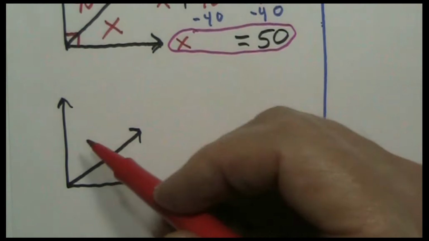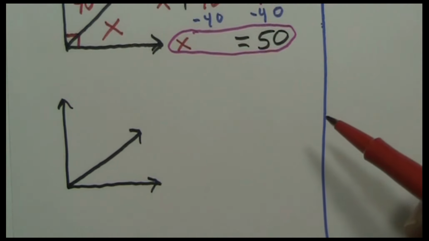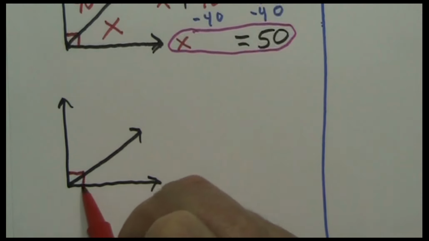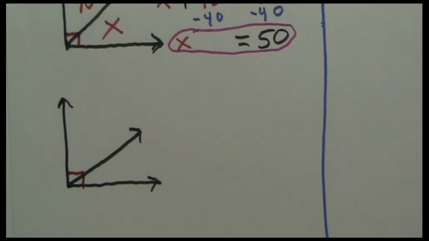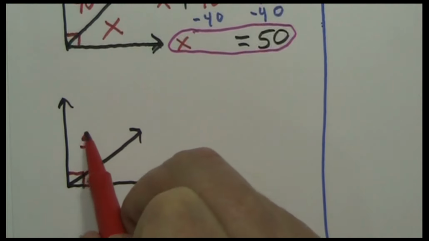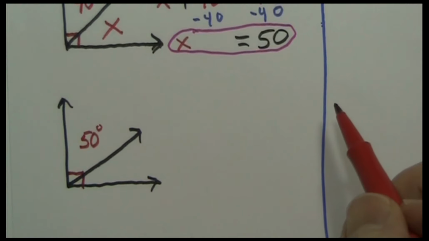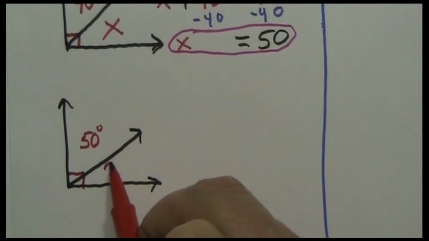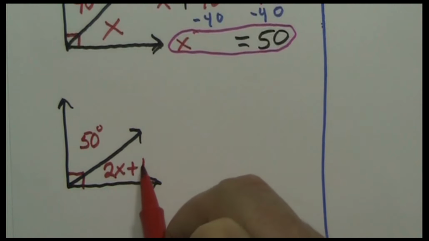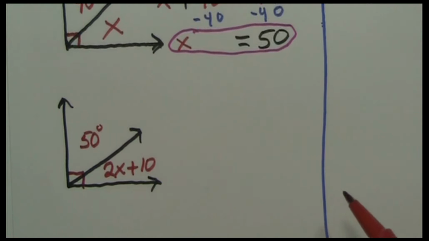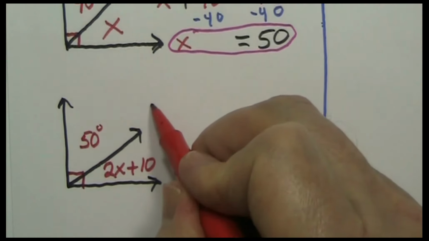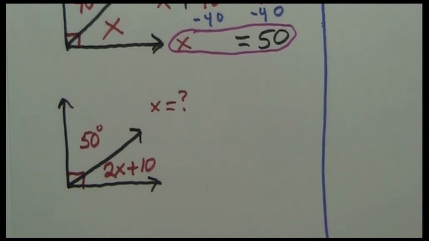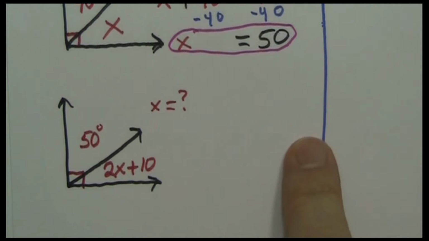Okay, so looks similar to the other one. And it's 90 degrees. Let's say we know this is 50 degrees. But this angle has an expression instead: 2x plus 10. And we're trying to figure out what x equals. What does x equal? So we need to set up an equation to figure that out.